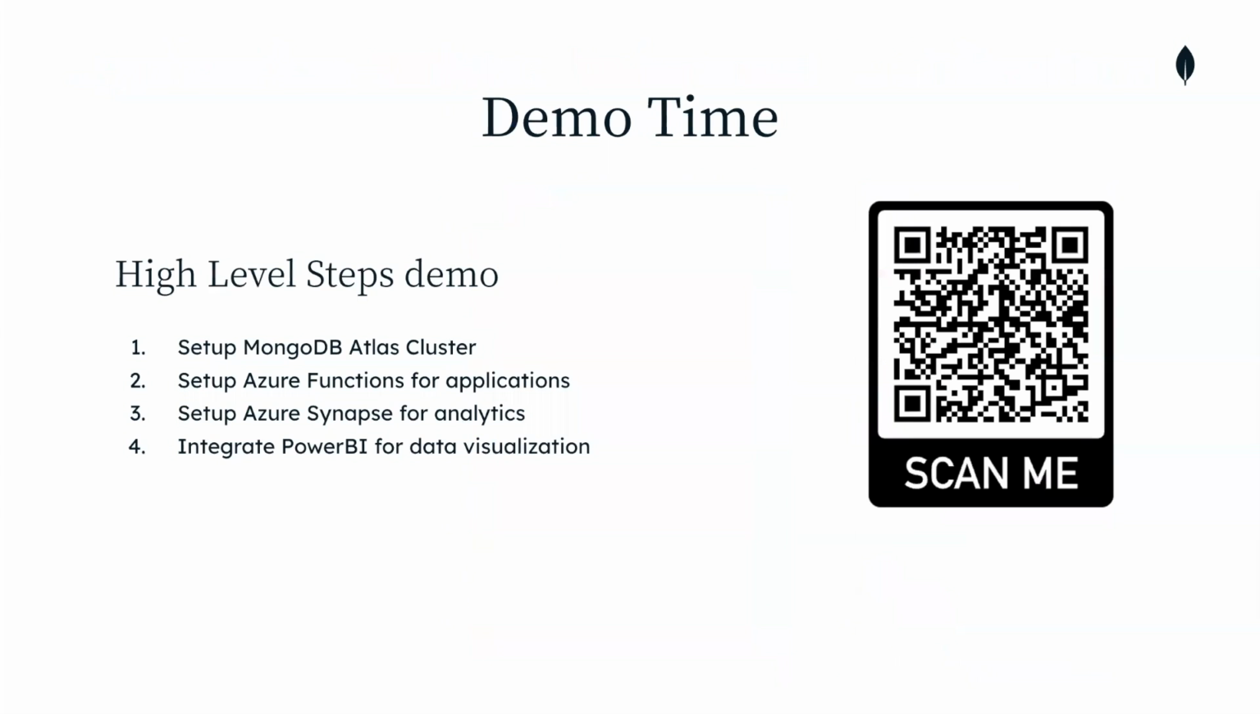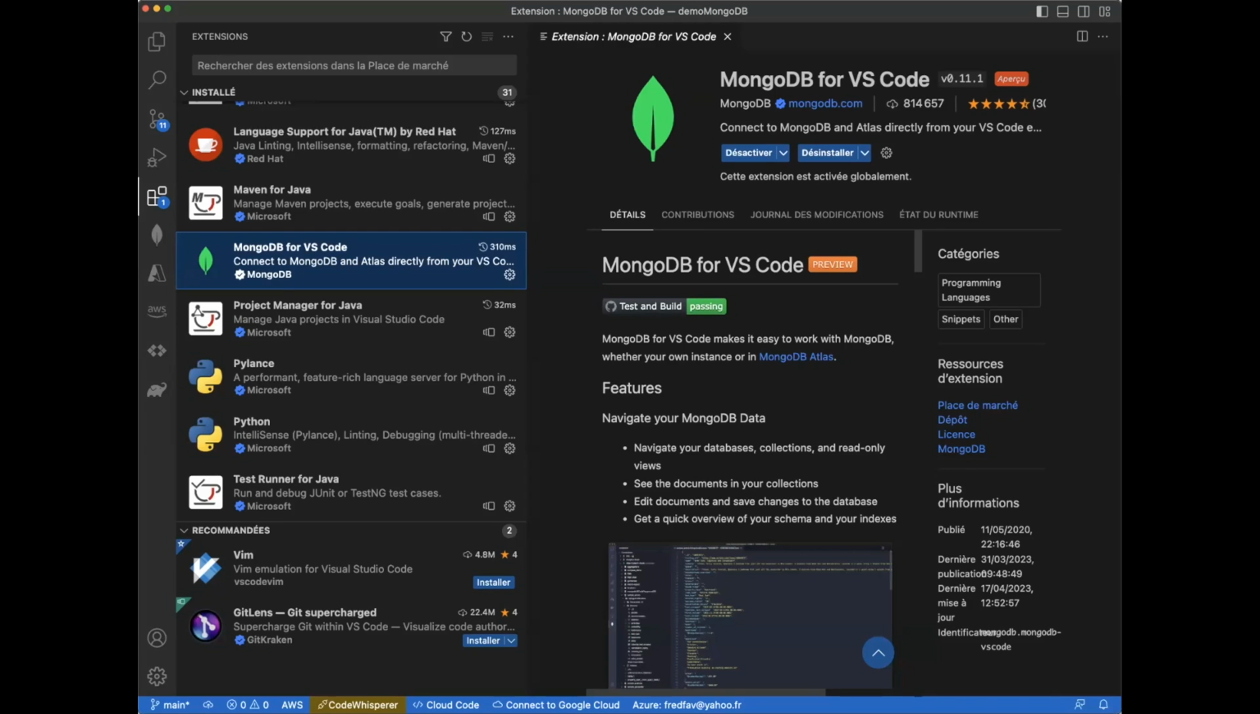Now it is demo time. Let's build a simple demo with our e-commerce application, where we will set up an Atlas cluster, see how we are going to leverage Azure Functions for applications, and set up Synapse Analytics. And at the end, we will also integrate Power BI for data visualization. You can scan this QR code in order to retrieve the code of this demo. So now let's start with the demo.